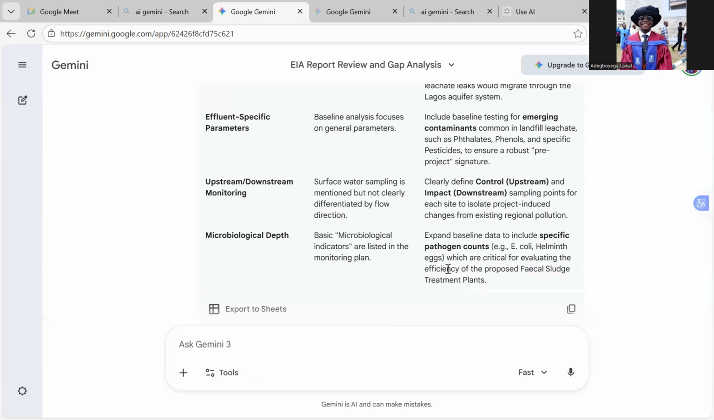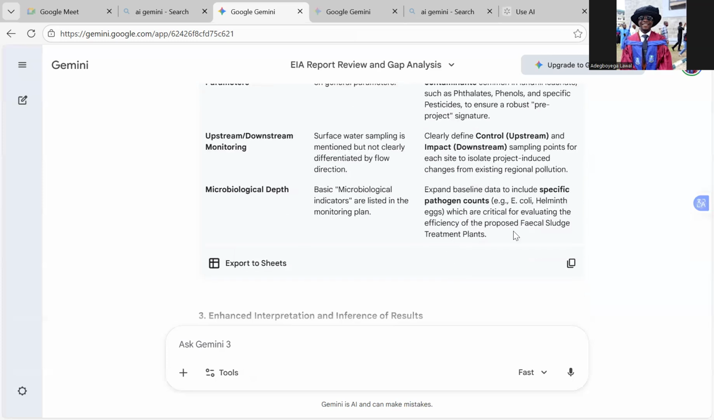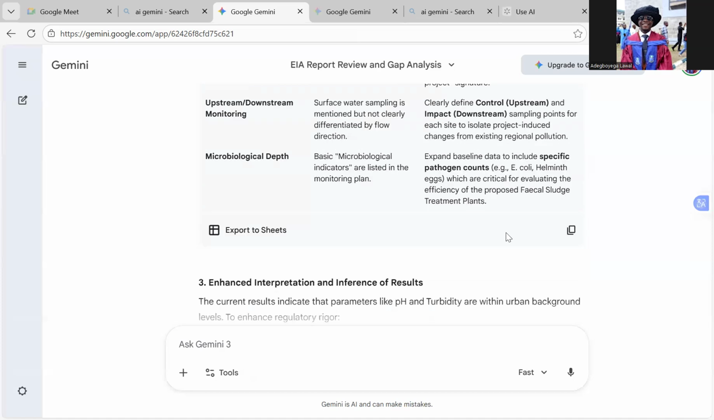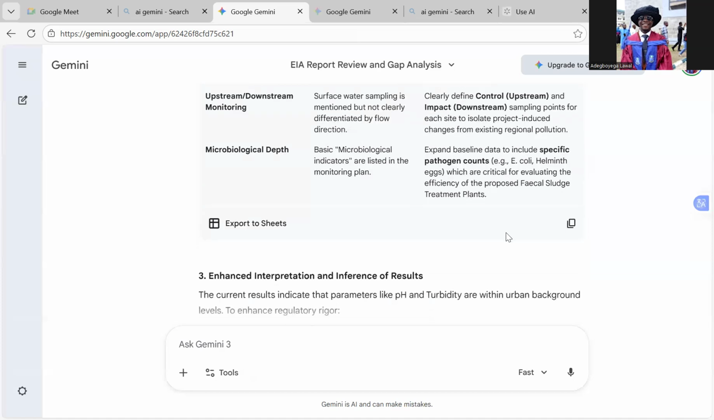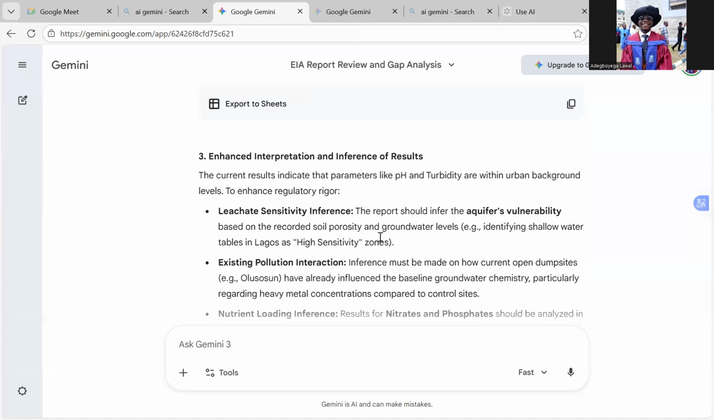These are needed to ensure evaluating the efficiency of the proposed fecal sludge. So these are areas that you might need to look at and understand what they are trying to say before you can put them into comments. So, enhanced interpretation of results.